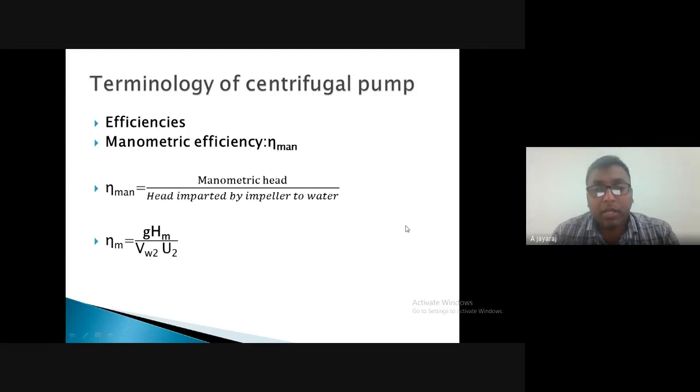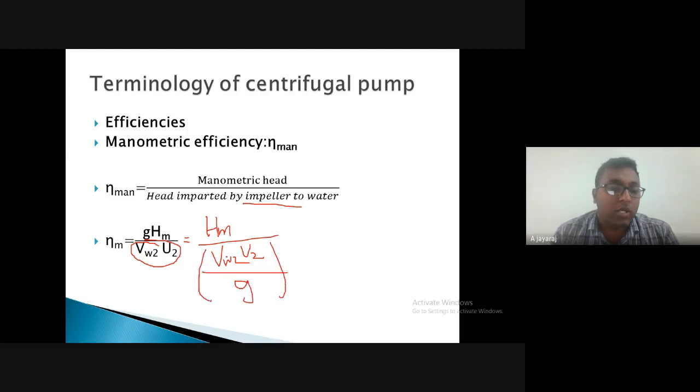Head imparted by the impeller to the water is nothing but the work done by the impeller on the water, whose equation we already learned. It is the product of the whirl velocity and the tangential velocity of the impeller over the acceleration due to gravity. We have sent it to the numerator. So this is nothing but the head imparted by the impeller to the water, or work done by the impeller on the water. So the manometric efficiency is defined as the ratio of manometric head over the work done by the impeller on water. So that is given by this equation.